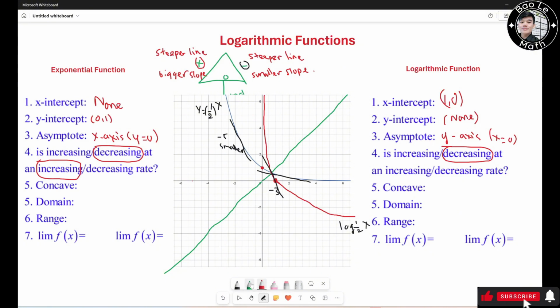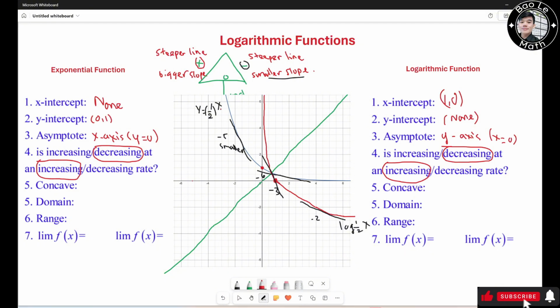Now next one, I draw the second tangent line of this graph right here, and I compare the slopes of the two tangent lines. I see that the tangent line right here is steeper than this one. So if the tangent line is steeper, the slope is smaller, right? So this guy right here, for example, is -6, and this guy is -2. You see that? So from -6 to -2, this is going to be increasing. So the function is decreasing at an increasing rate.